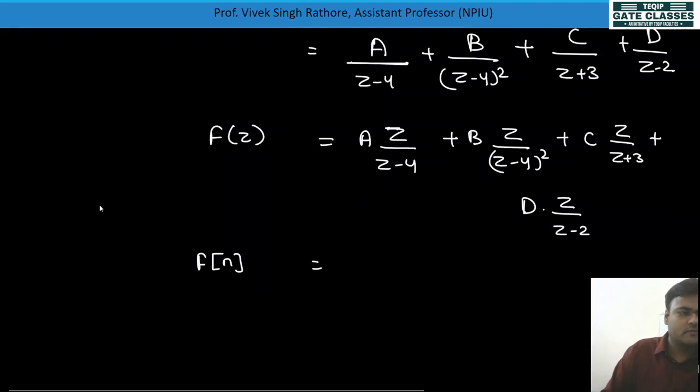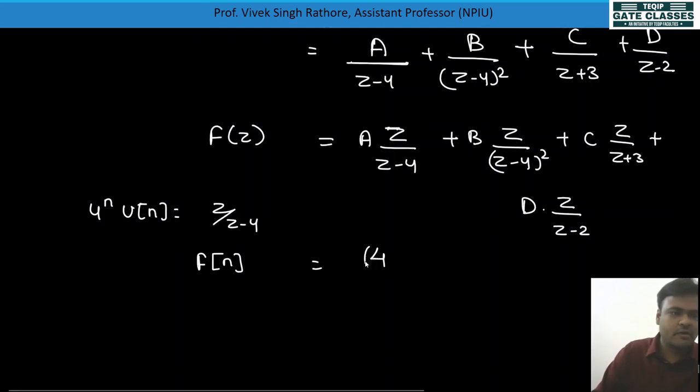As you know, for 4 to the power n u of n, the z transform will be z by z minus 4. So we can put the value as 4 to the power n u of n, or u of minus n minus 1 will be there, because z minus 4 means the pole is at 4.